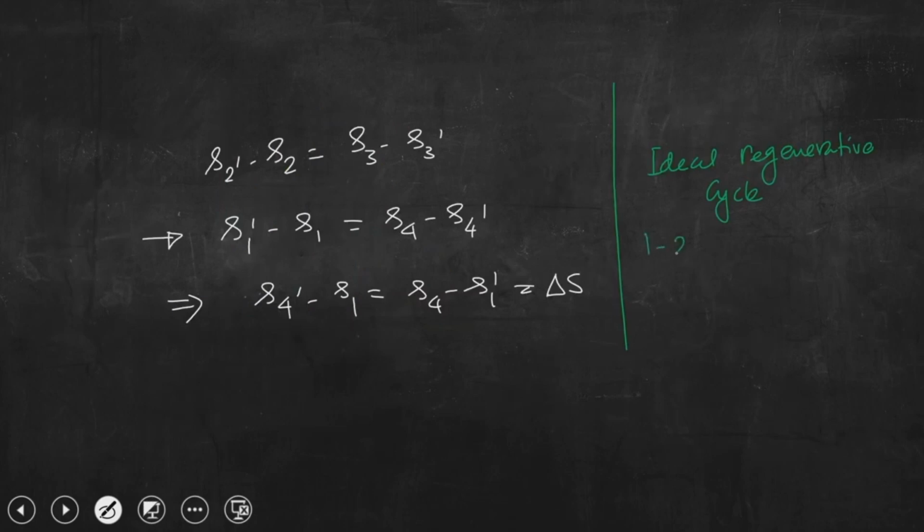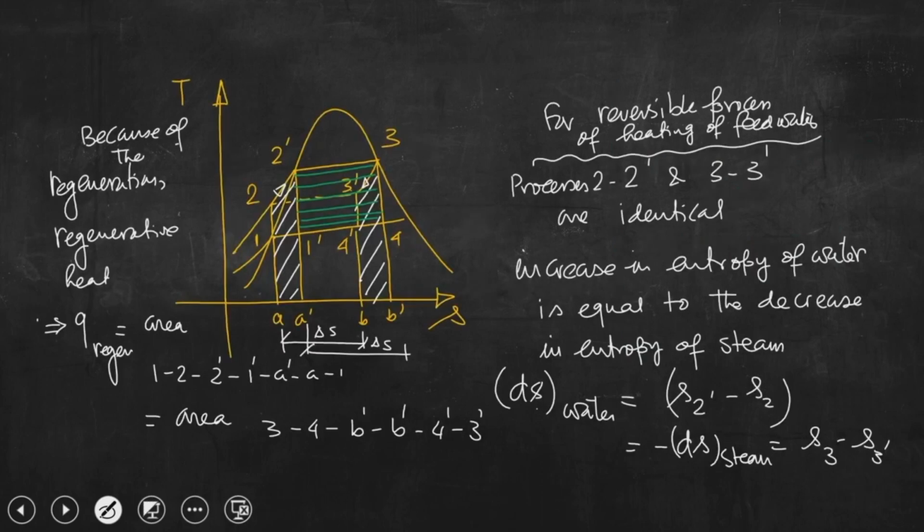So, 1 2 2' 3 3' 4'. So, this is the ideal regenerative cycle, right. 1 2' 3 3' 4'. So, this is equivalent to the Carnot cycle.